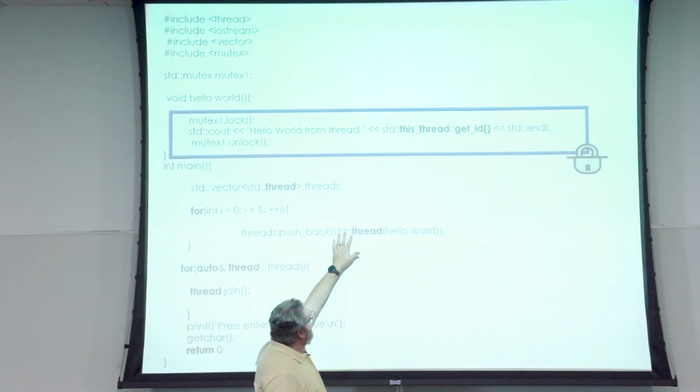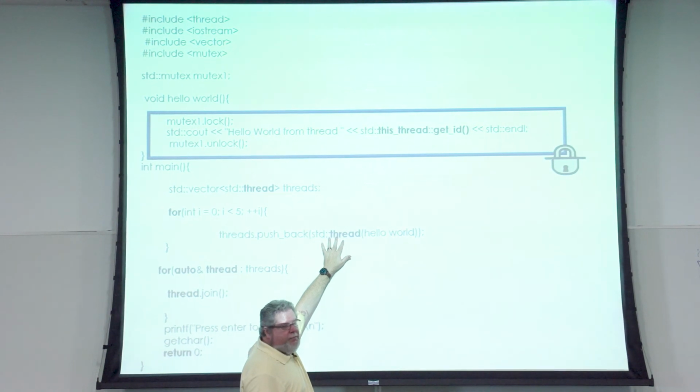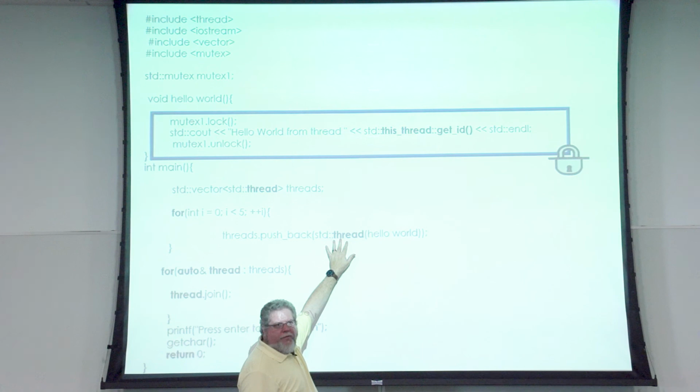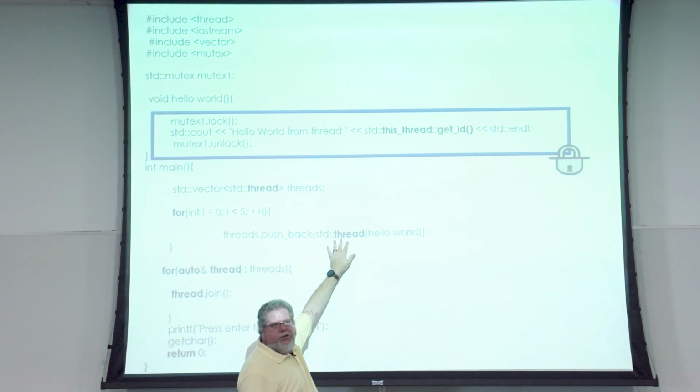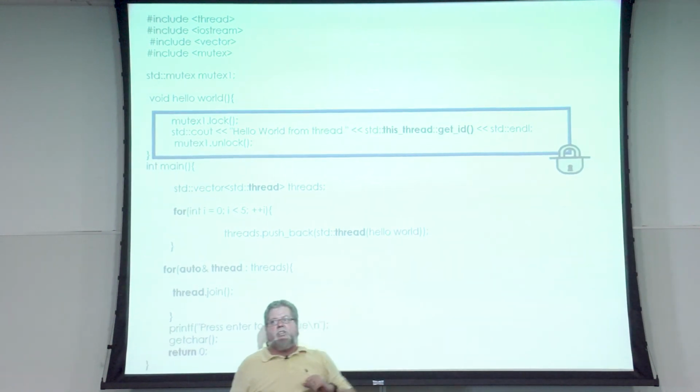So my command here, standard thread, that's going to launch the thread. Now, I can just launch a thread and not do anything with it and give it a job or a task to do later on. Or I can go ahead and give it a job to do right now. In this particular case, I'm going to tell it, go run the function hello world.